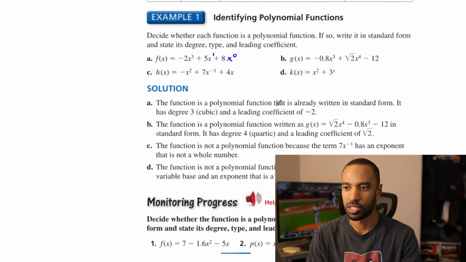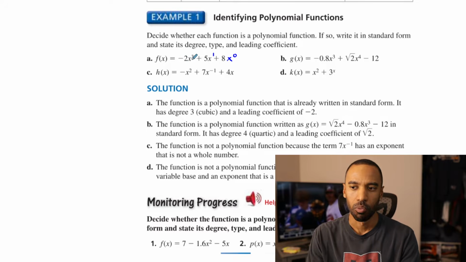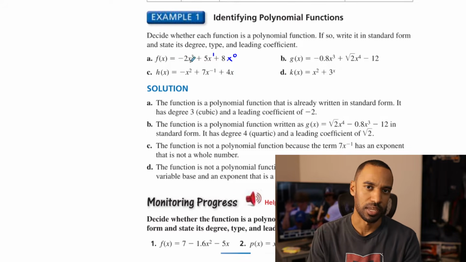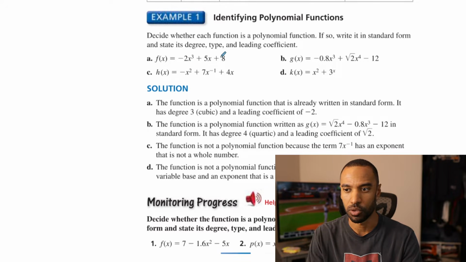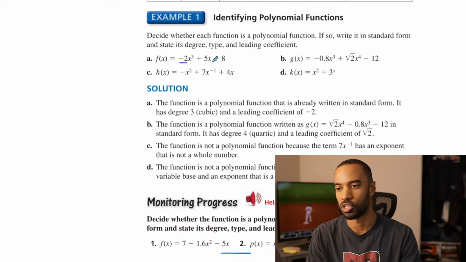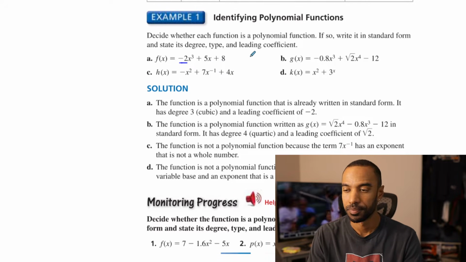And it's already written in standard form, as they say, because it's in descending order of degree of 3, 1, and 0. It doesn't matter what the coefficients are as far as what's negative, which one's bigger and so on. The order is based on degree. So this is a cubic. It's a cubic because it's of degree 3. That's what they're saying. Degree 3 is a cubic. It has a leading coefficient of negative 2. And remember, the leading coefficient is determined once it's written in standard form.